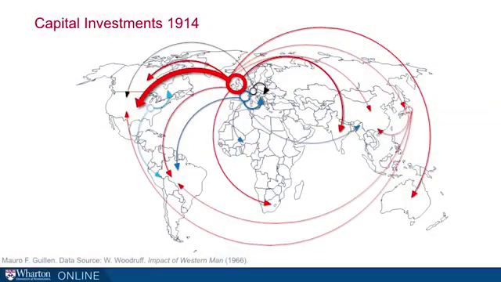Let's continue with our analysis by looking at how the geography of capital investments, capital flows in the world, has been changing over the last 100 years. Let me first show you a map of the world as of 1914. So this is just before the beginning of World War I.